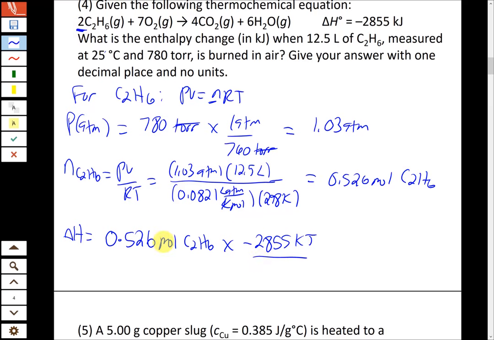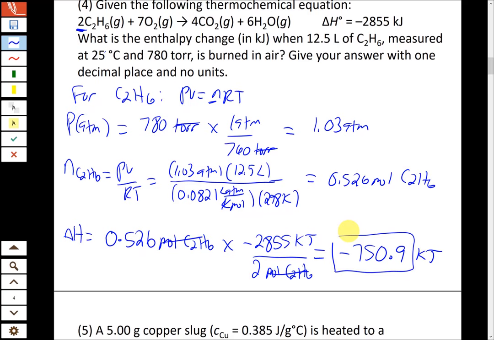So a lot of people might just multiply these two numbers together, but in this thermochemical equation, delta H corresponds to 2 moles of C2H6 because there's a coefficient of 2 in front of it. So I'm going to put a 2 down here. So that cancels out moles and gets us an enthalpy change in kilojoules. That's going to be our final answer, minus 750.9. In Blackboard, of course, you would just enter that and be done.